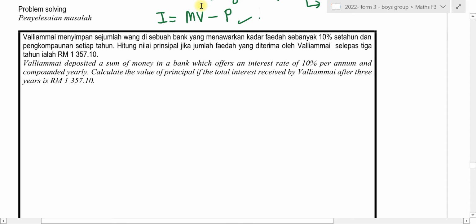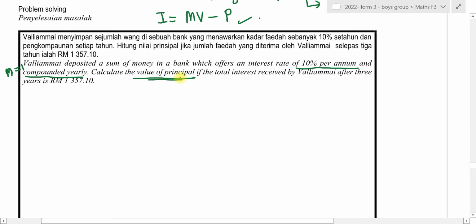Waliame deposits a sum of money in a bank which offers an interest rate of 10% per annum and compounded yearly. That means once a year only, so your N is equal to 1. Compounded yearly means every year they charge the interest one time only. Calculate the value of the principal.